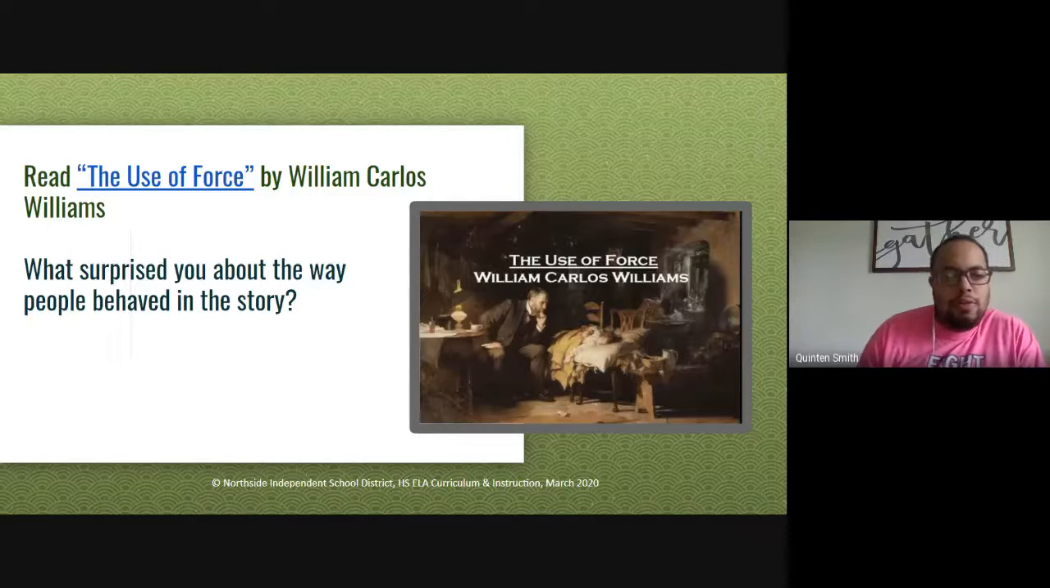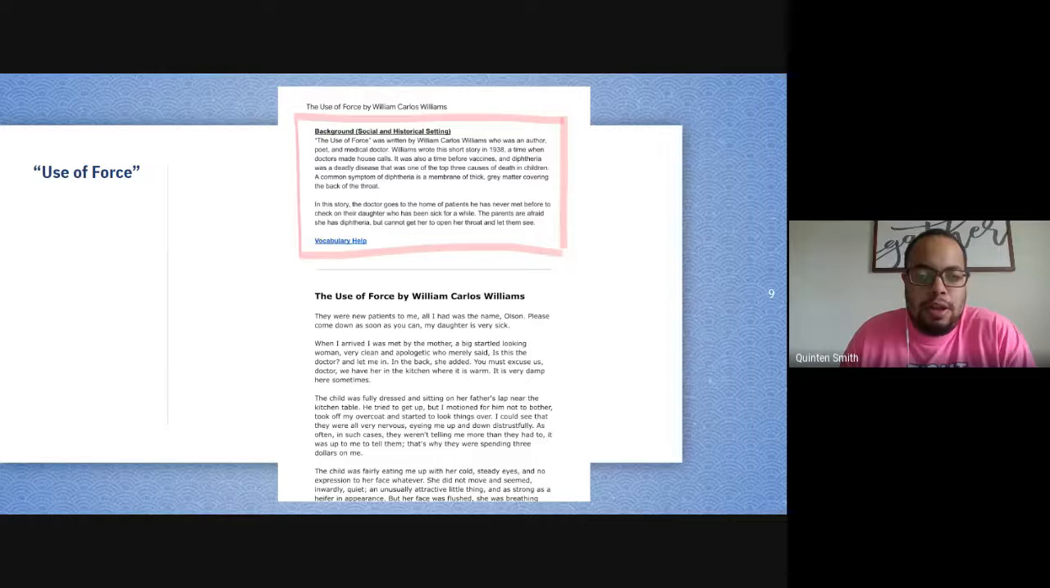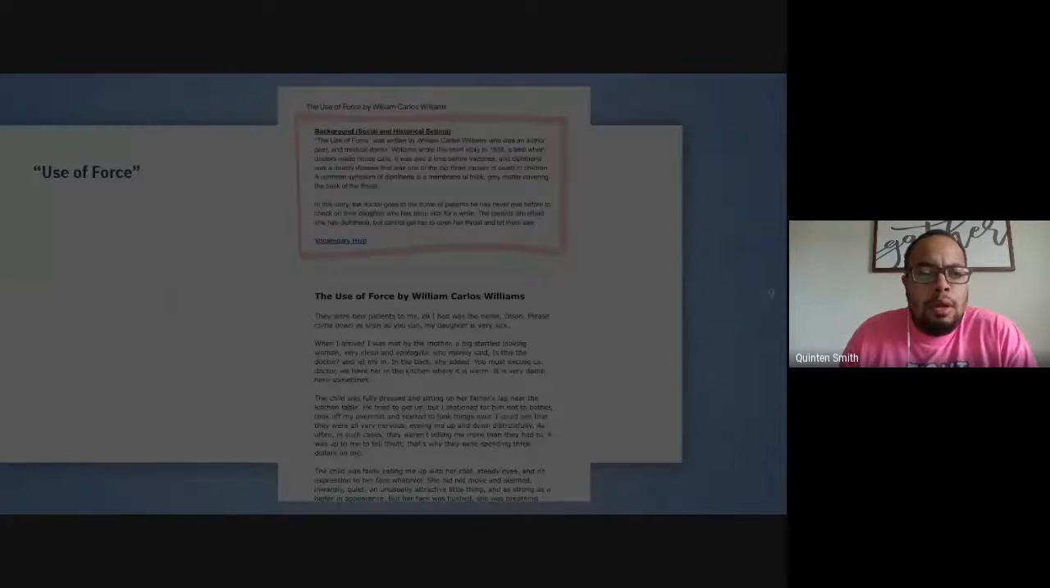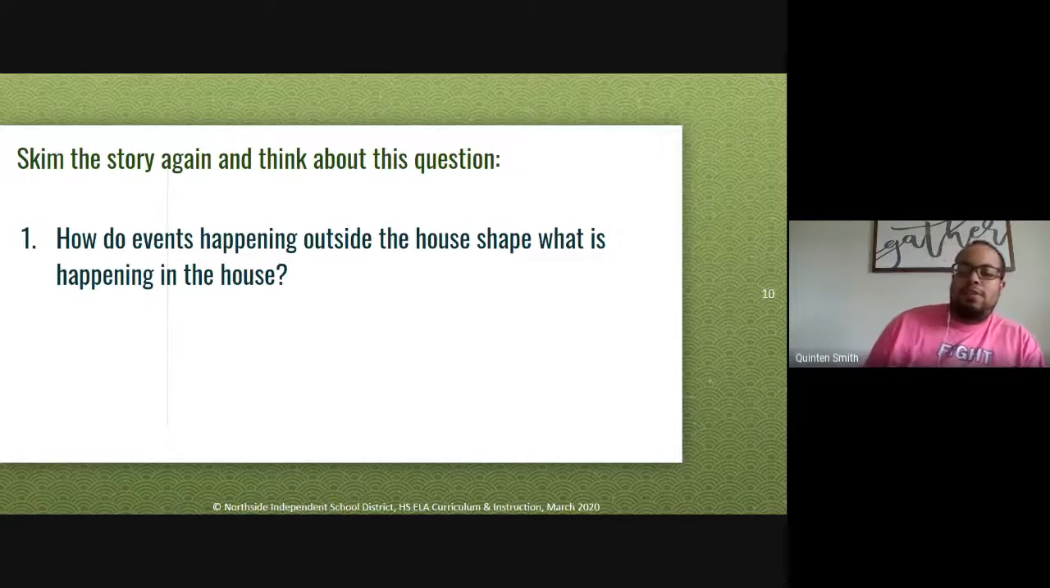Okay, so you should have read the story. So let's move on. There's some background information that'll kind of help you. Now that you've finished reading the story, skim the story again and think about this question. How do the events happening outside of the house shape what is happening inside of the house? So what's happening outside not relating to these characters? And why does that cause the characters in the story to react the way that they do? Hopefully that makes sense.